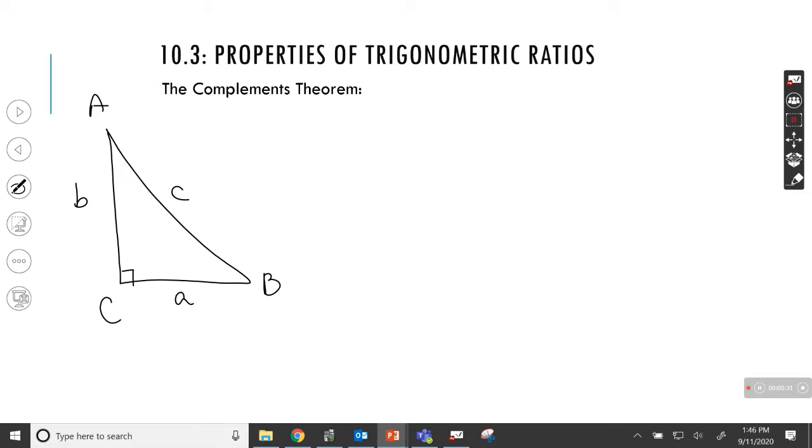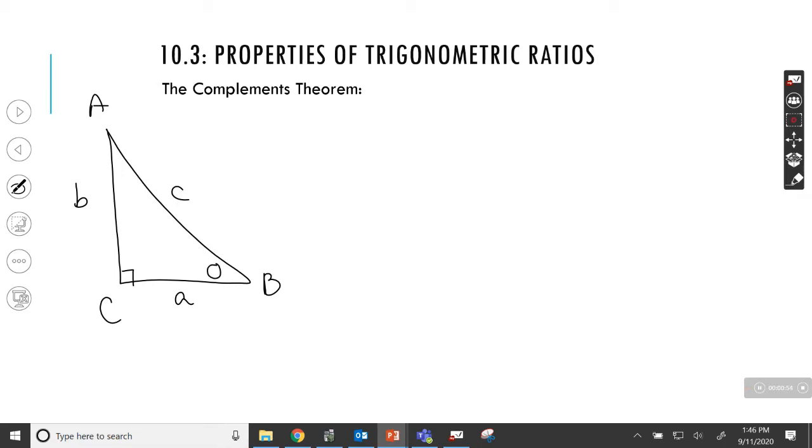In order to talk about the complements theorem, you have to know what complementary angles are. It was a topic covered in geometry. In geometry, you learn that complementary angles are any pair of angles, typically, that add up to 90 degrees. If you take a look at this, angle C is 90 degrees. Well, what does that mean about angles B and A?